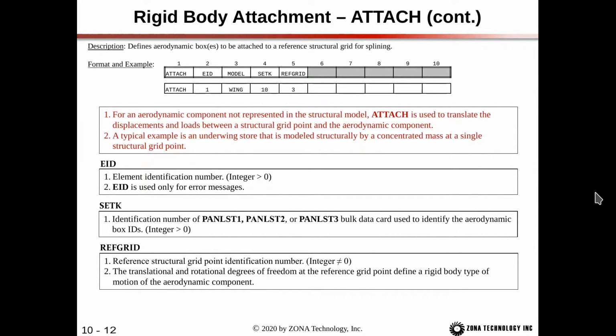So this is the bulk data card. We have the ID number, which once again is only used for error messages. The model field is basically ignored. You can put whatever you want there. Then the set K refers to the PAN-LST cards to define the aerodynamic boxes. And then ref grid is just the ID number of the structure grid point. So this does not refer to set 1 card.